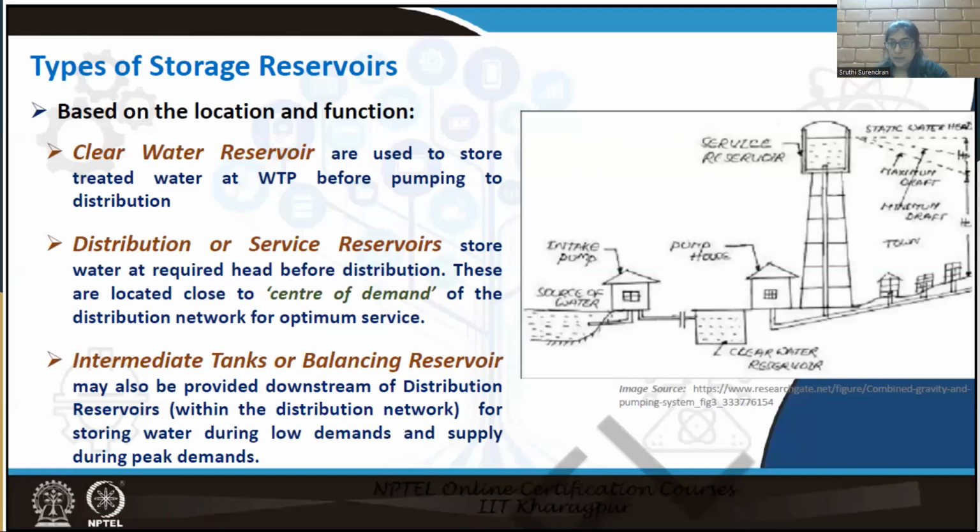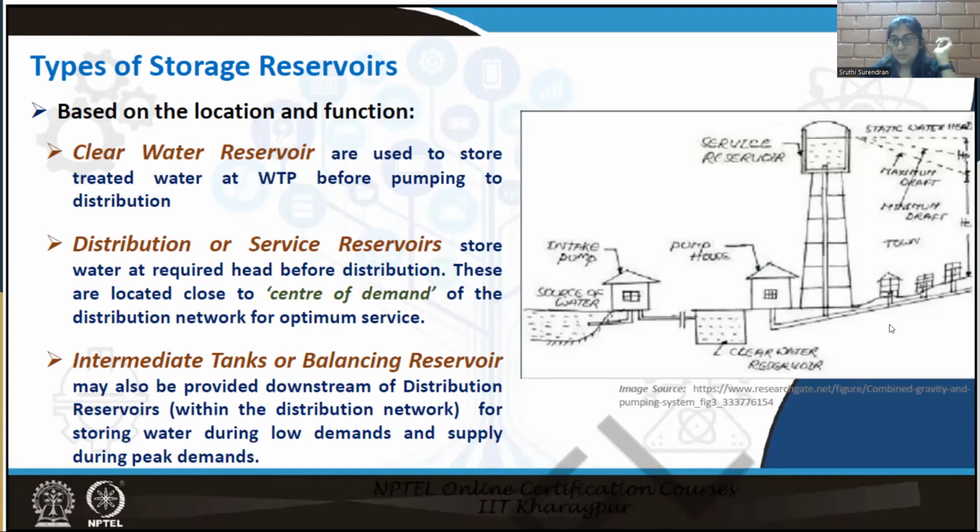Okay, so this is a schematic of the three types of reservoir. Clear water reservoirs are located between the source of the water and the pumping station. Service reservoirs are where water is stored for distribution. So it is located between the pumping station and the user's point.